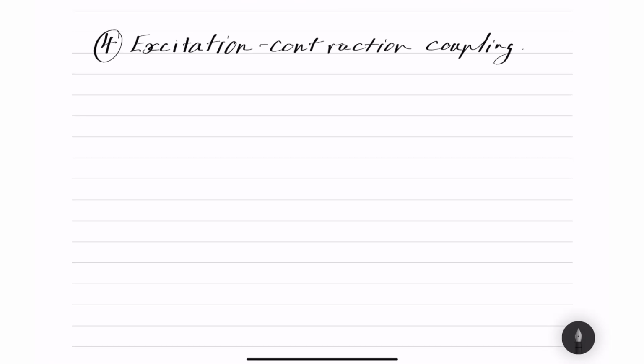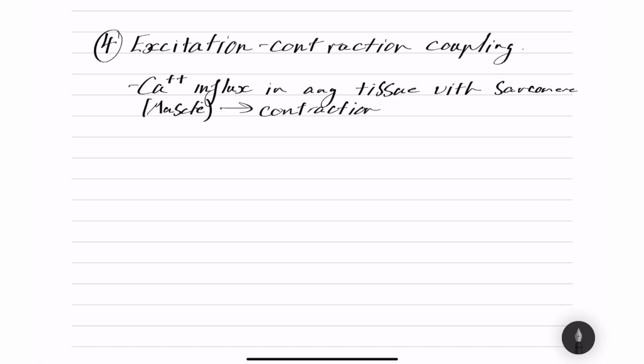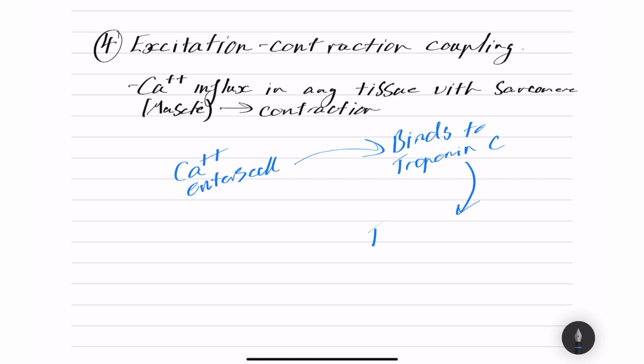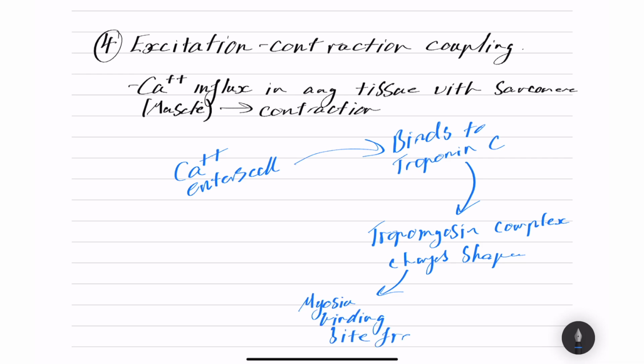Calcium is crucial for excitation-contraction coupling in muscle cells. So calcium influx in any tissue with sarcomeres, for example muscle, will contract. Calcium enters the cell and binds to troponin C. The tropomyosin complex then changes shape, which means the myosin binding site is freed and allows actin to bind to it, and this leads to muscle contraction.